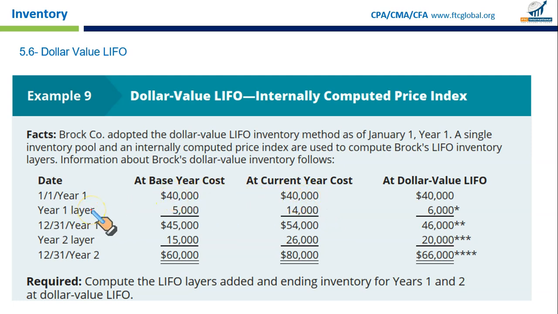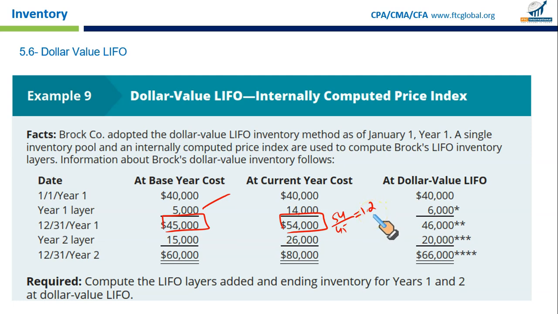What happens during year 1? There's another layer added during the period. So now the base year cost is $45,000 with an additional $5,000 layer added at the base year cost. But the current year cost is $54,000. This is the current year value of the inventory. Now let us calculate the internally computed price index. 54,000 divided by 45,000 gives you 1.2. This means that the prices have risen by 20% in year 1.